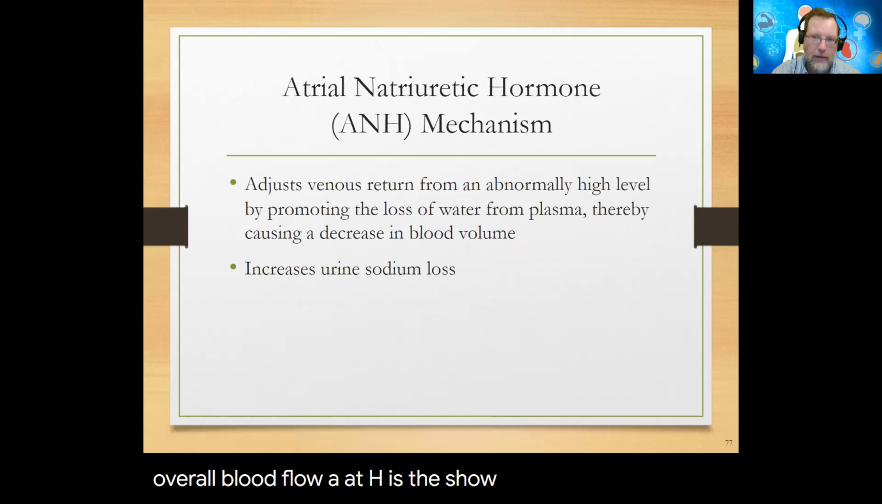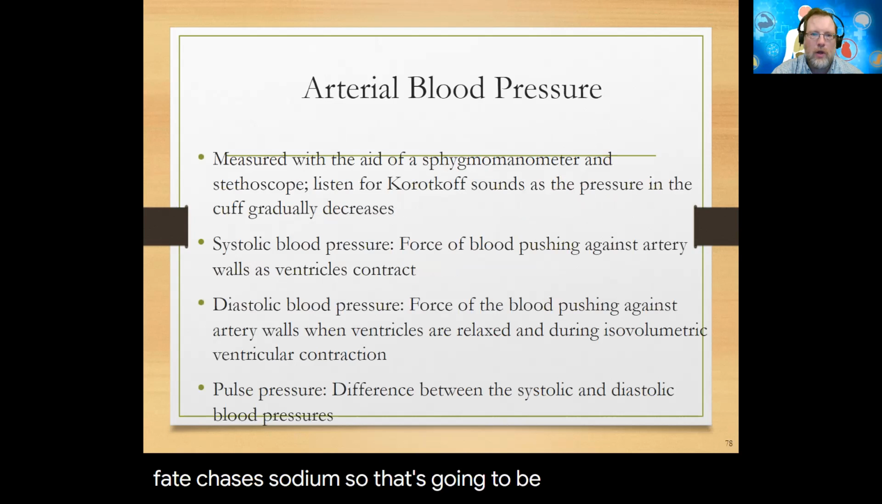ANH is the shutoff mechanism. Atrial natriuretic hormone increases sodium loss. So then water chases sodium. So that's going to be sodium loss.